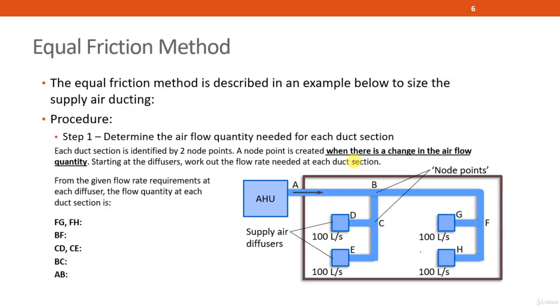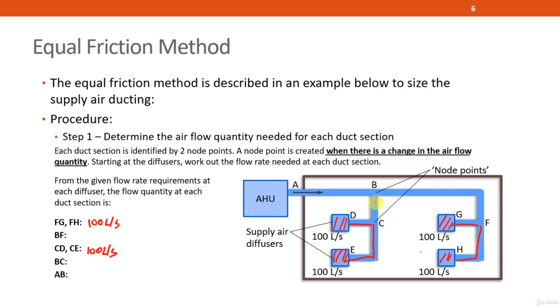Okay, let me use a simple example to demonstrate how to use the friction loss chart to size a duct section. First you have to know what is the airflow quantity that is passing through the particular duct section. As you can see over here, there are 4 diffusers, and each diffuser is transporting 100 liters per second of air. So CD, CE, FG, and FH will transport 100 liters per second of air each.